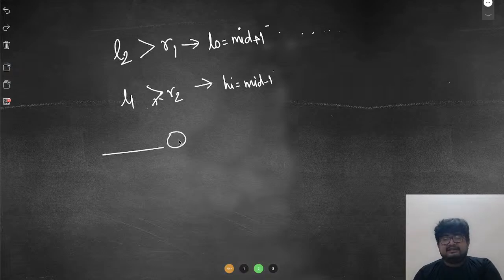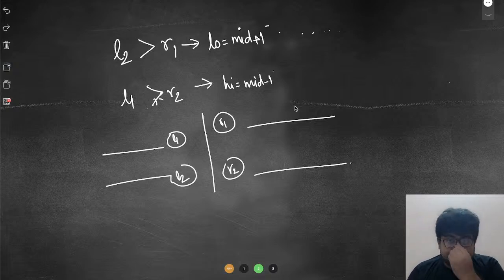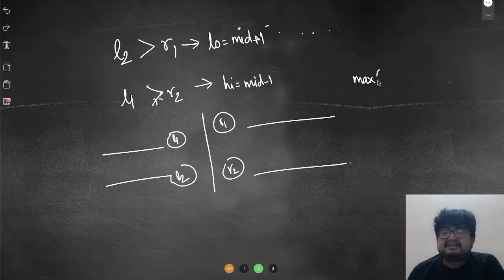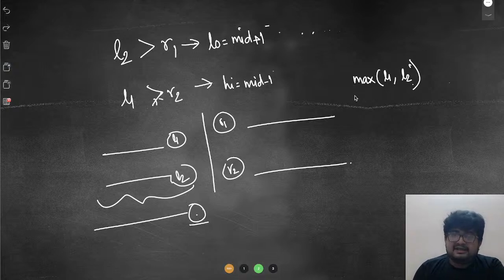We have this one to be L1. In the second array, this is L2. Here we have R1, and here we have R2. How do we find the median? Now in case it is an odd number of elements, it will be the maximum of L1, L2. Why? Because this is forming the entire left part, and whichever is the maximum will come to the end. This will contain the median because the array is odd sized. So the maximum of L1, L2 will be the answer.